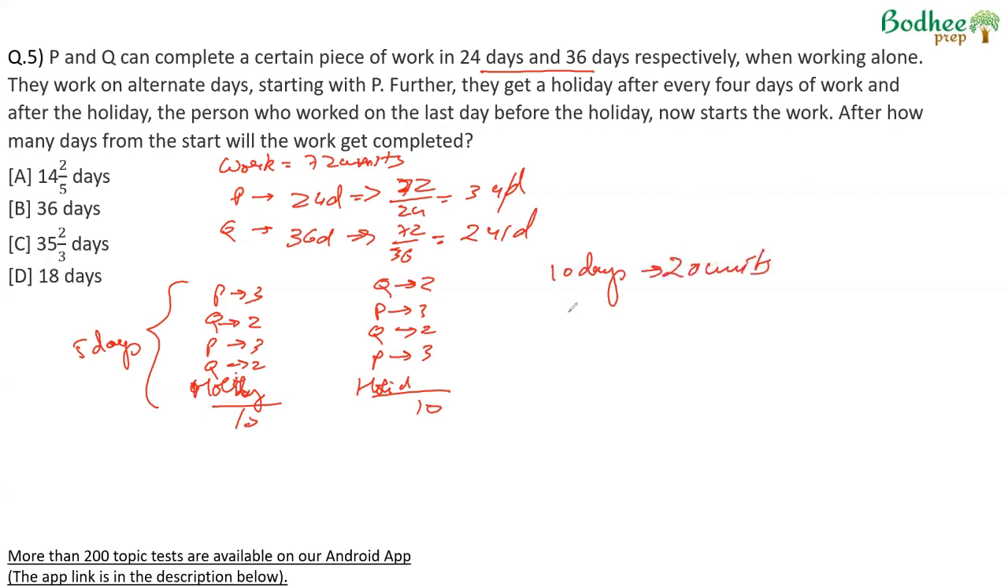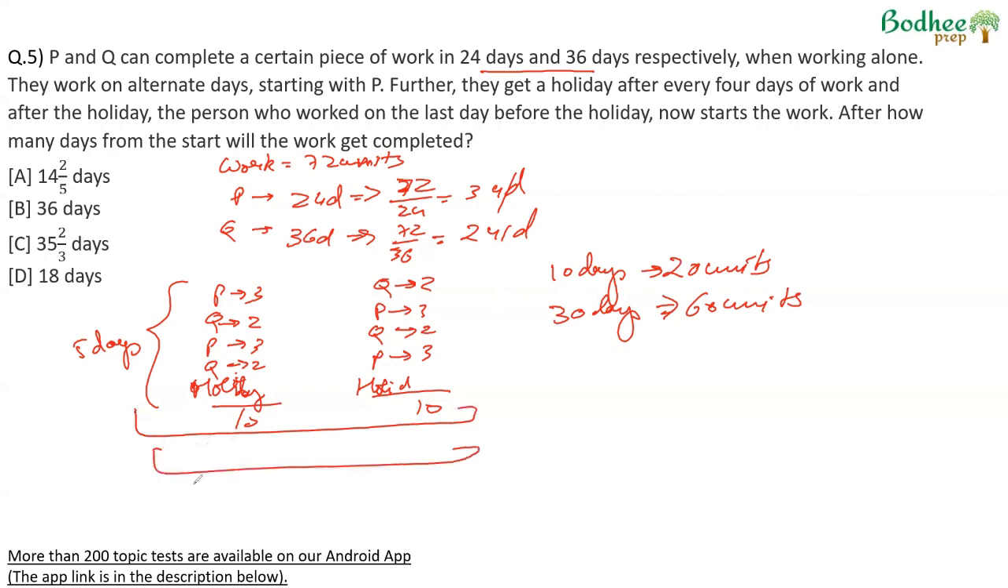This process will repeat 3 times over, the entire exact same thing. So in 30 days, 60 units gets done. Then we will have the next 5 days where P will start working. So basically, the first 10 days like this, another 10 days like this, another 10 days like this, 60 units. Then we'll start with P again. So in the next 10 days, that is 40 days, amount of work 60.